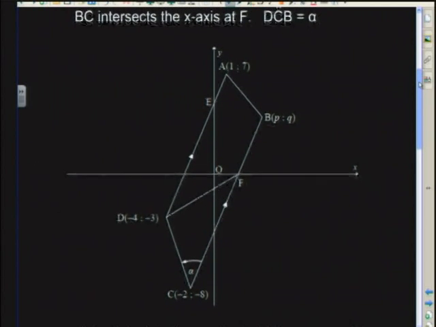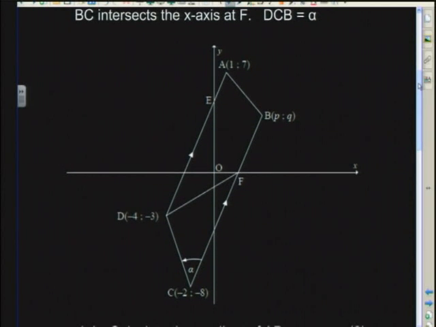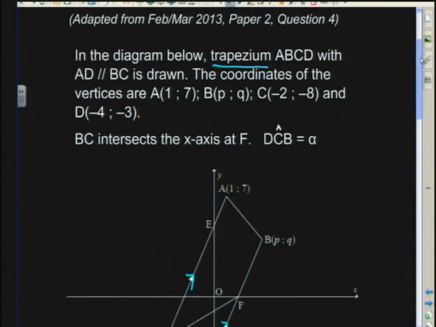let's have a look at our diagram. If we look at ABCD, in a trapezium we only have one pair of opposite sides parallel. That's very, very important with the trapezium. That's what we'll be using mainly for this question, but there are lots of other properties that you will need to know. So AD is parallel to BC. If it's a trapezium, only those two sides will be parallel to each other.